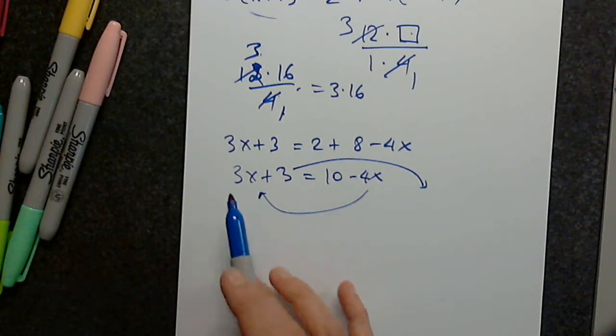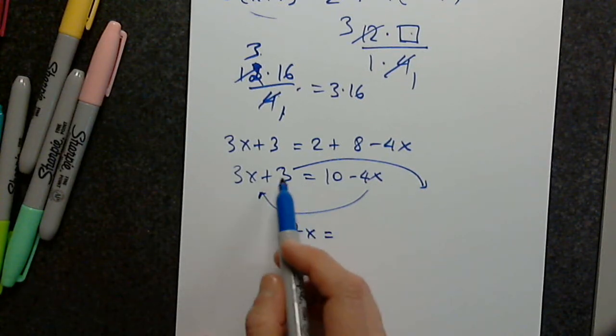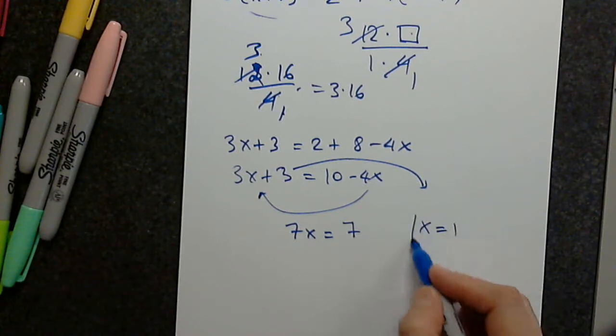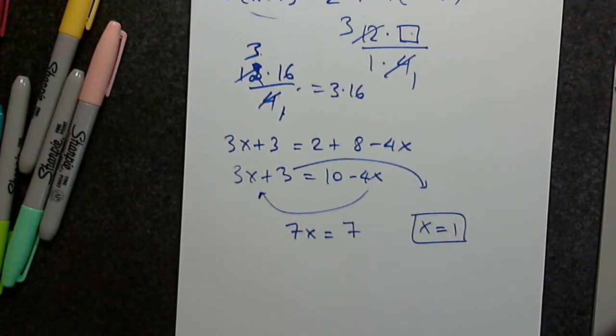So when I move 4x to the other side, I get 7x. When I move 3 to the other side, I get 7. Remember, when we move a term from one side to the other, it changes its sign. And finally, we get that x equals 1. Any questions on this? Any questions? Is this better?